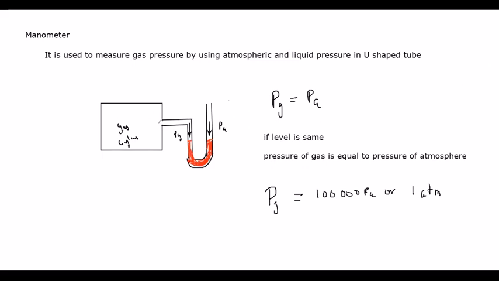So a U-shaped manometer is filled with a liquid. This liquid can be mercury, alcohol, or even water. Any liquid can be used. But if you observe that the level of the liquid is the same in both limbs, this shows that the pressure exerted by the gas molecules balances the pressure exerted by the atmosphere, or the two pressures are equal. This is the first condition, when the gas pressure is equal to atmospheric pressure. Copy this.